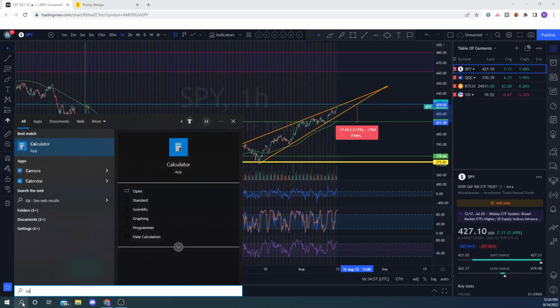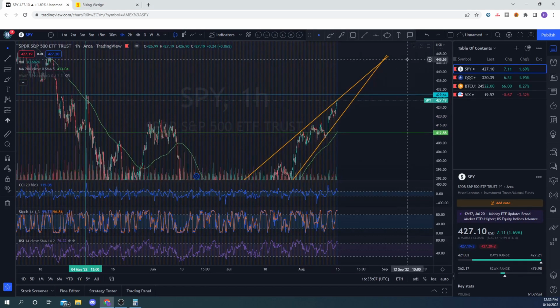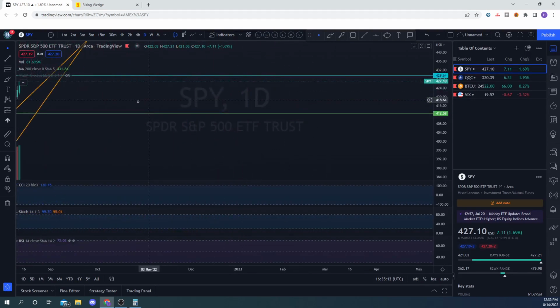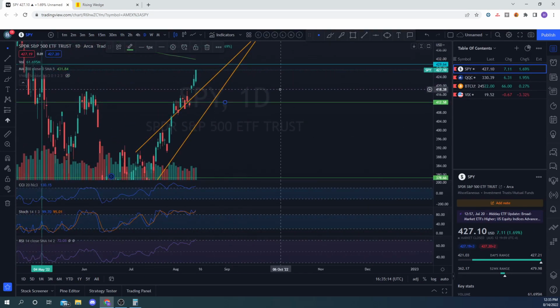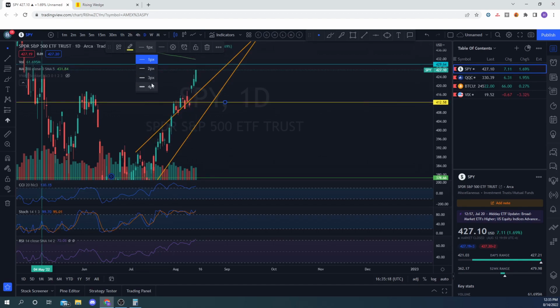Why did I delete the calculator? Calculator: 55 times 0.32 is 17. It's just literally there. So I'm going to make this gap fill actually turn into our first target right here. This gap fill is definitely our first target. We're going to turn that view, and do it like that.